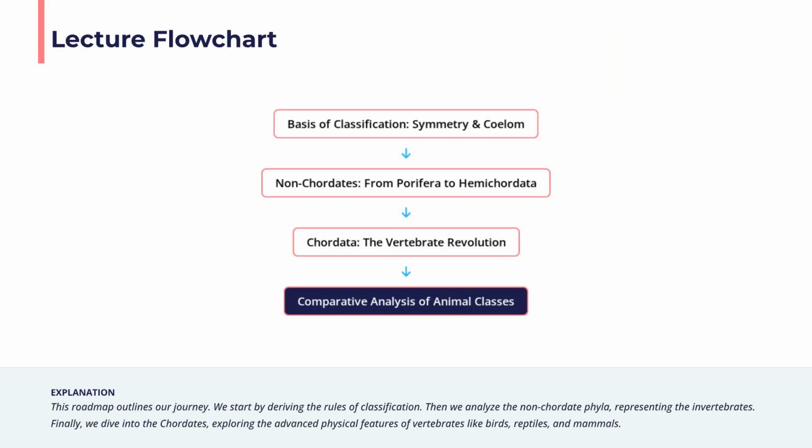This roadmap outlines our journey. We will start by deriving the rules of classification, then analyze the non-chordate phyla, and finally dive into the chordates, exploring the advanced physical features of vertebrates like birds and mammals.